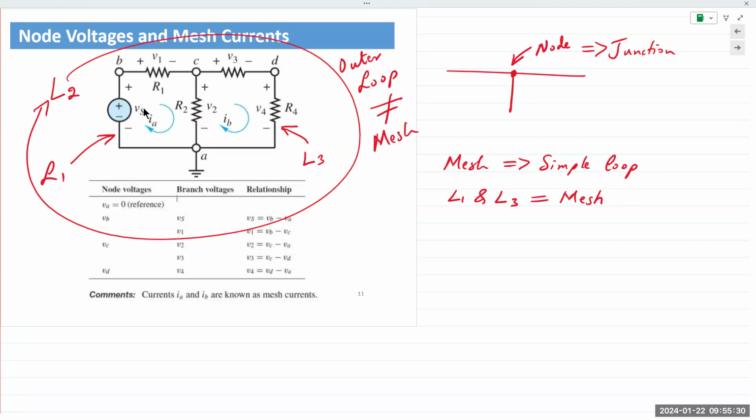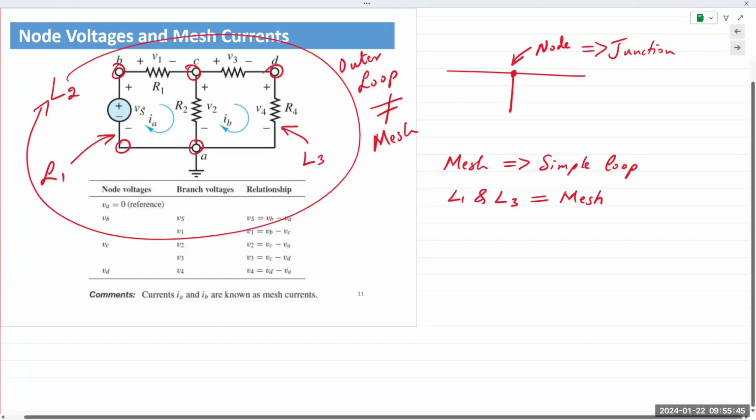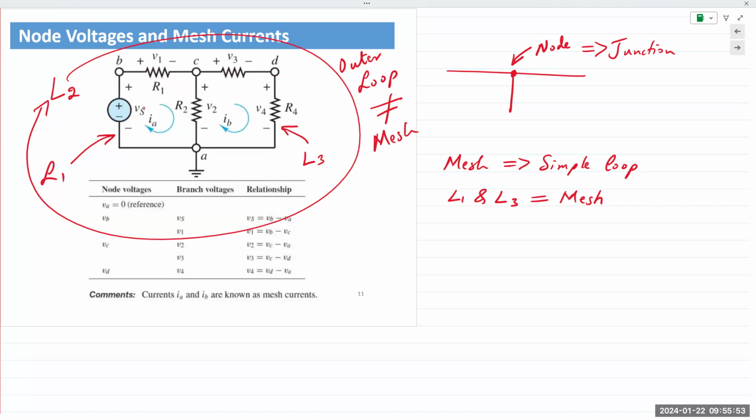Now, junction points. They're already identified for us. We have A at the bottom, B, C, and D. Why is this not a node? So we can see there are six junction points on there. But why do we only have four nodes? Why not six? Anyone? Yes.